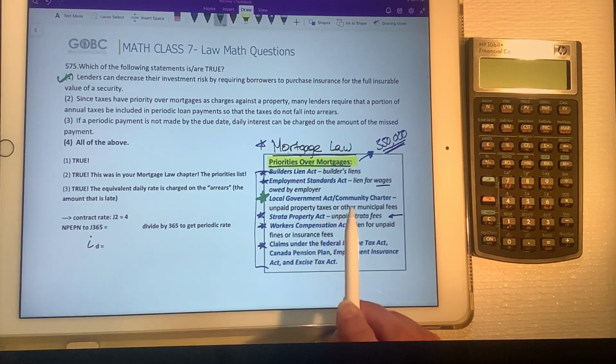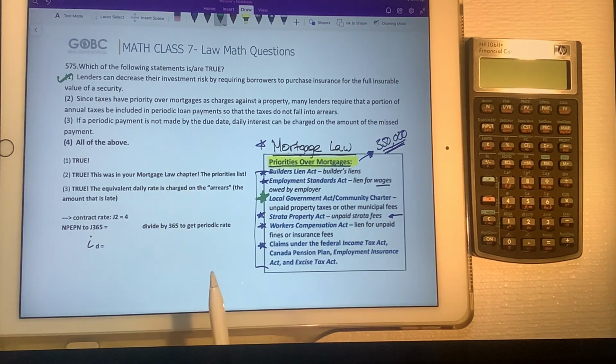This is our Local Government Act and our Community Charter. Since taxes have a priority over mortgages as charges against a property, many lenders require that a portion of the annual taxes be included in periodic loan payments so that the taxes don't fall into arrears. Remember how I was saying that sometimes the lender could require it, depending on the situation. Some lenders have been burned by the government getting priority over their mortgage. So now they just say, you need to pay a part of your taxes so that I know that you can handle it when the rest of the bill comes due in July.